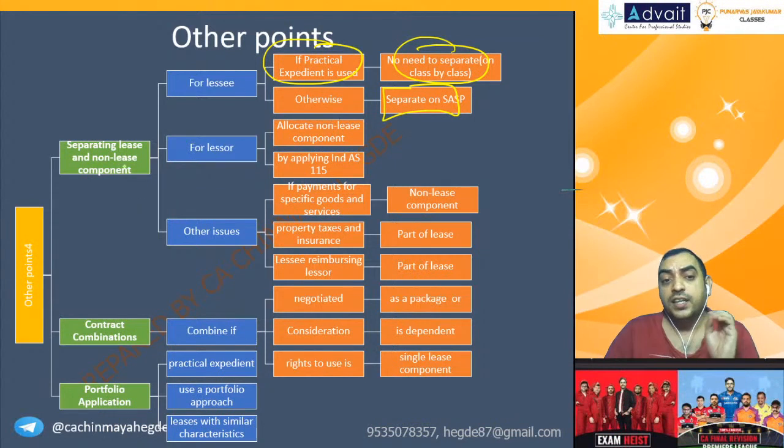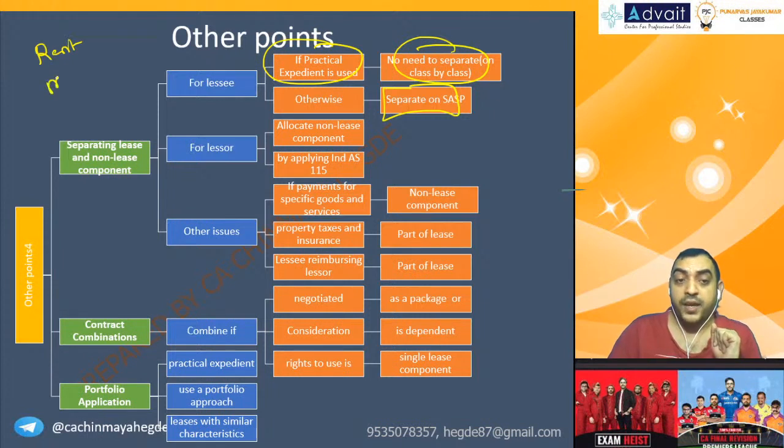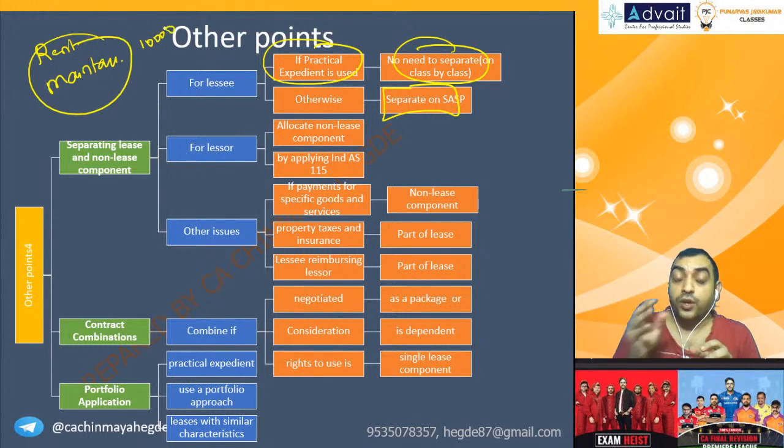What do you mean by separating lease and non-lease components? For example, take an example of rent. You pay rent for the building. You also pay maintenance charges. Together you pay 10,000 rupees. Now rent is towards the lease, but maintenance charges are towards maintenance. So maintenance is not part of the lease agreement. That is a non-lease component. But how much is there?